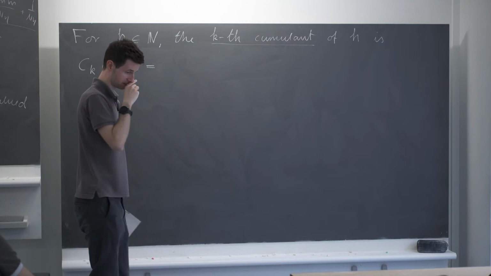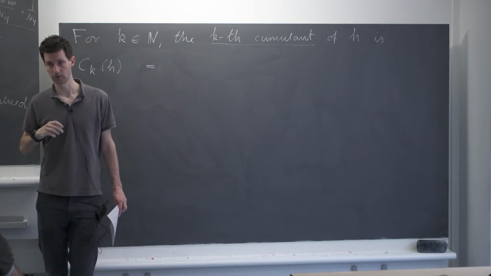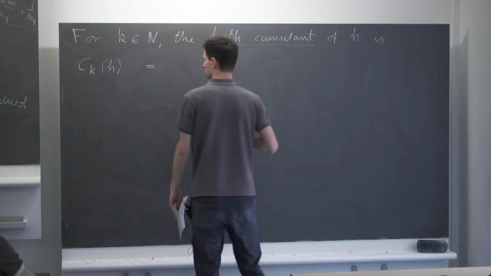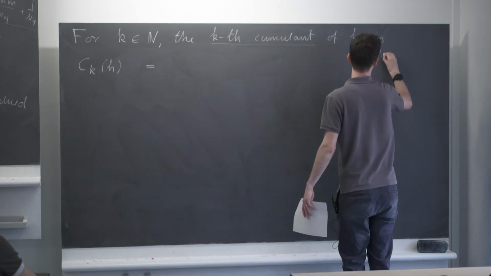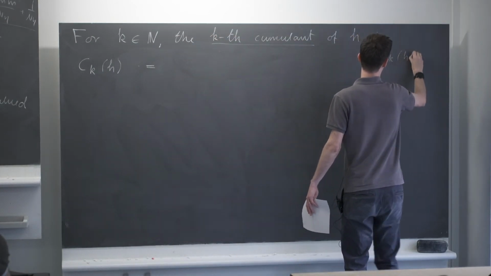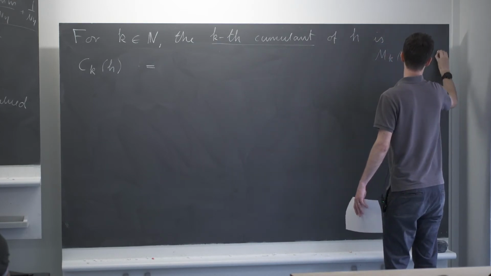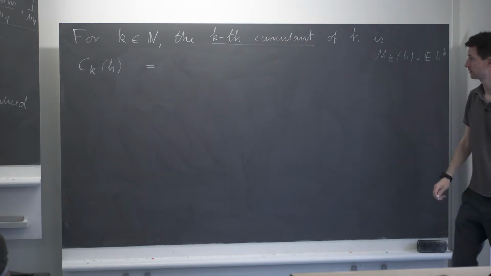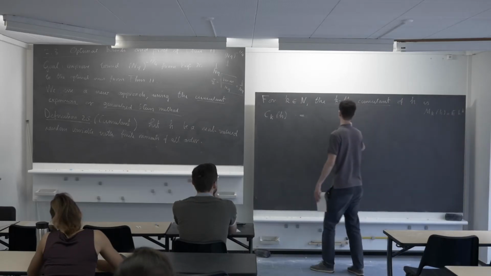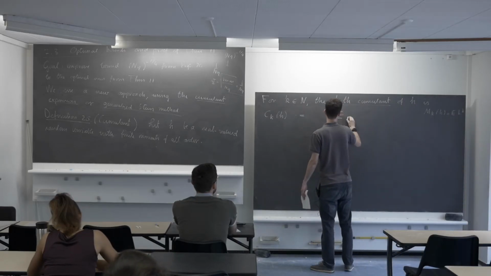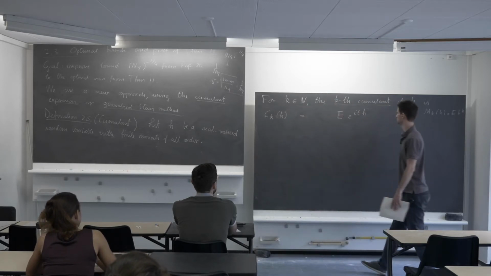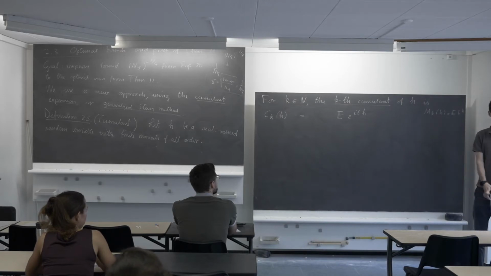So let me write a formula which is not the formula for the cumulant, it's the formula for the moment. So the moment is of course the expectation of h to the k. There is another way of writing these things, which is a very good way, which is to take the so-called generating function, or the characteristic function, and then you differentiate in t, right?